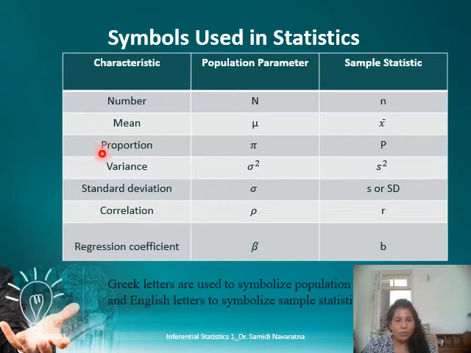So proportion by pi and p respectively, and variance by sigma squared and s squared, and standard deviation by sigma and s. Sometimes SD is used. So correlation rho and r, and regression coefficient beta and simple b.